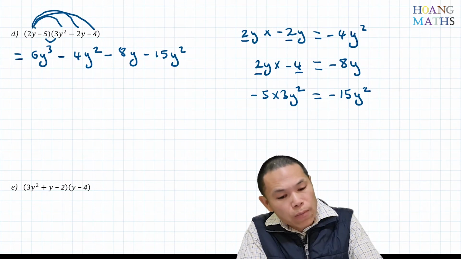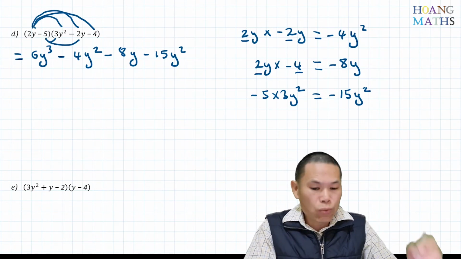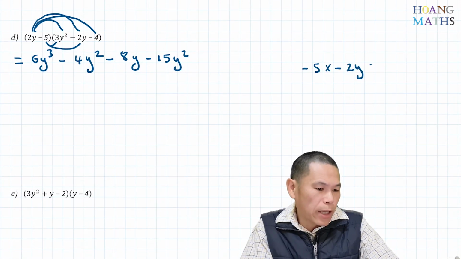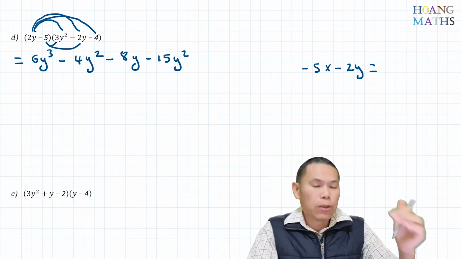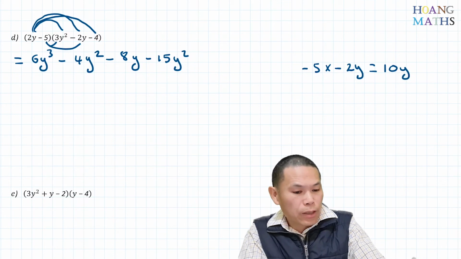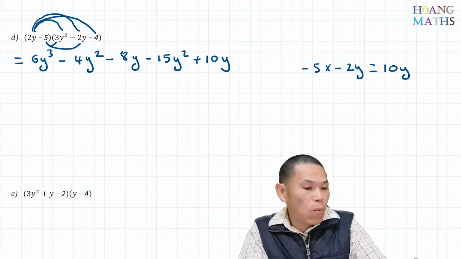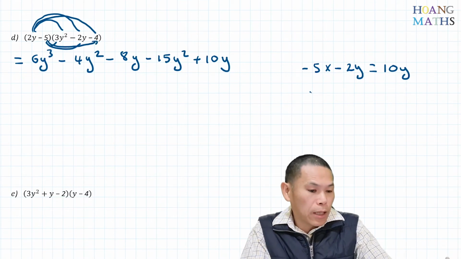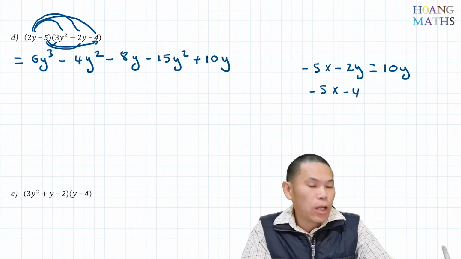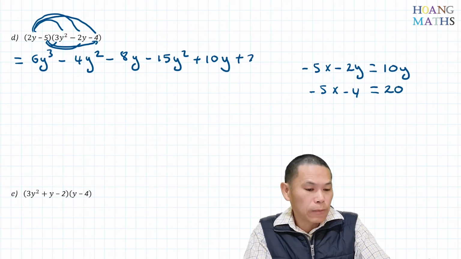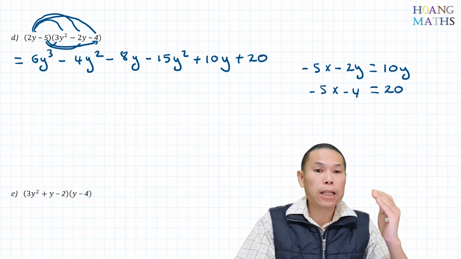Now we just go negative 5 times negative 2y. 2 negatives multiplied together give you a positive, which is positive 10. And the y, we just write this down. So that means equal 10y. And then we have negative 5 times negative 4. 2 negatives multiplied together, your answer is a positive, and 5 times 4 is 20. So plus 20. Now we just collect the like terms.